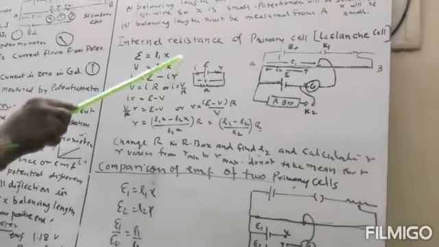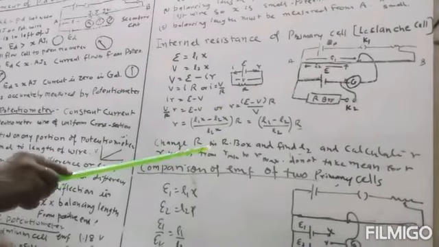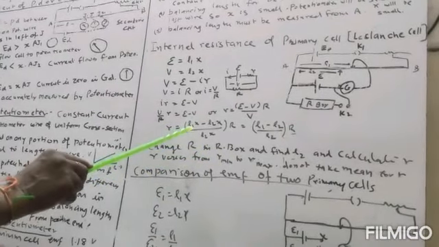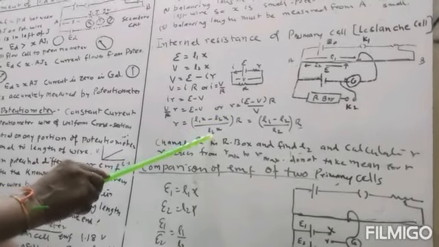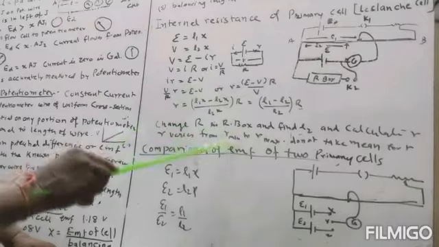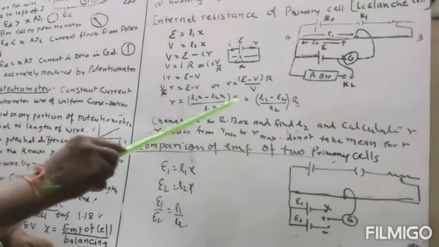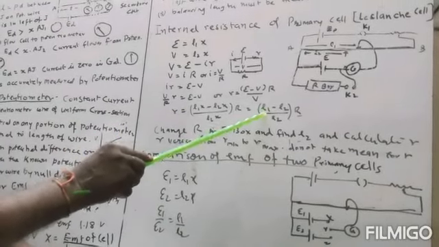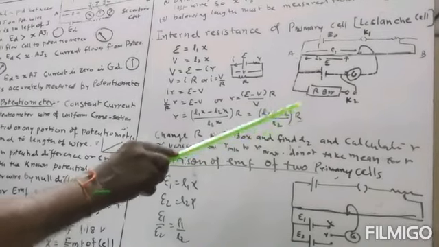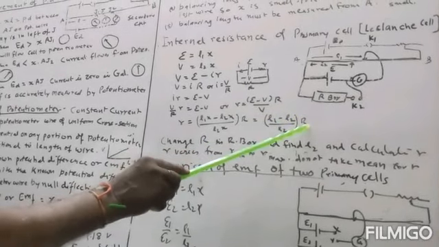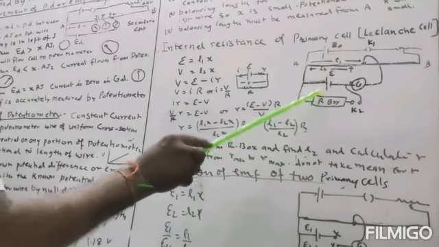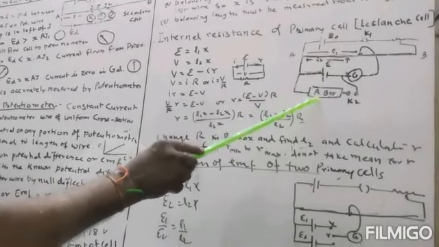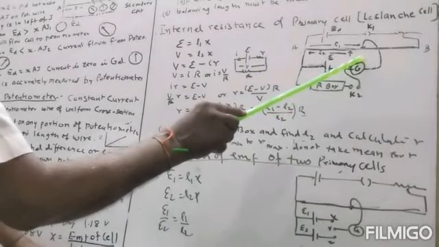Now we substitute the value of E and V here. Then it will be equal to L1 into X minus L2 into X divided by L2 into X multiplied by capital R. X will cancel. So internal resistance r will be equal to L1 minus L2 divided by L2 multiplied by capital R. So what we will do is first take 1 ohm resistance in the resistance box. We find the L2 value.